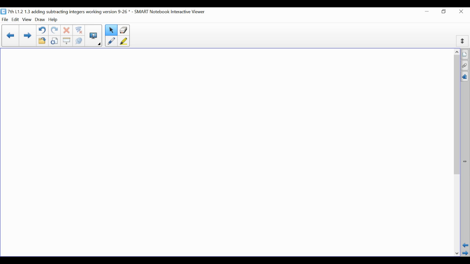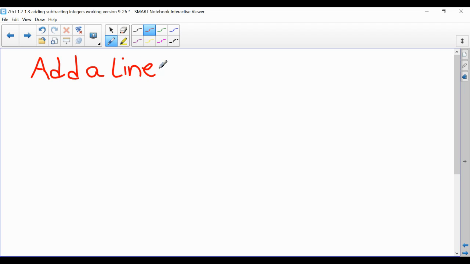Okay, let's review how to do integer addition. First, let's talk about our integer rules. So, for subtraction, our rule is to add a line and change the sign.